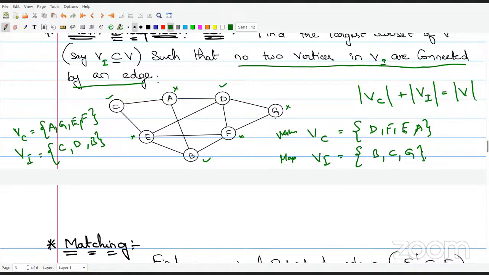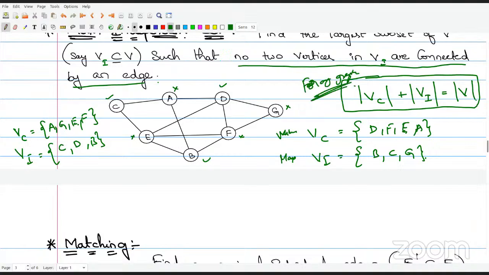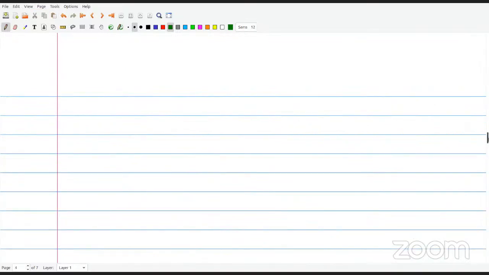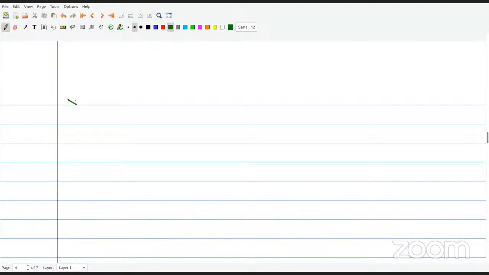Okay, this is true for any graph. For any given graph, this is true. Sir, can you write that cardinality part? We can take a snapshot. Okay, anyway, I will upload this. Where, sir? On the portal. It would be helpful.